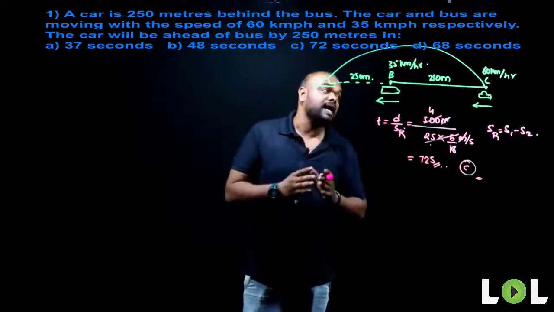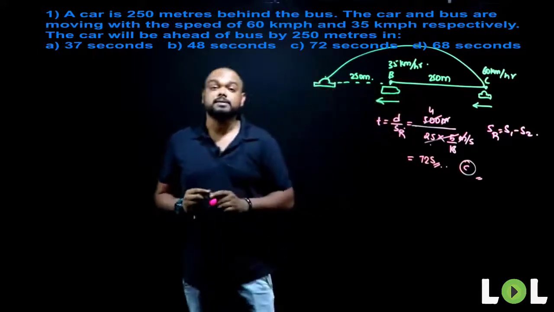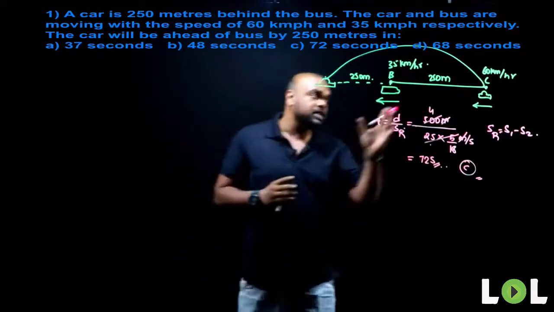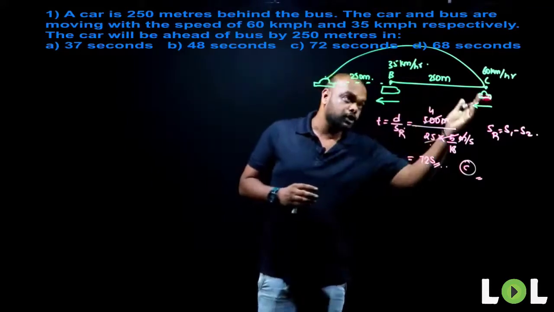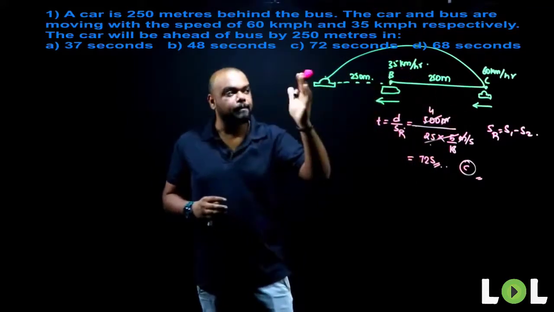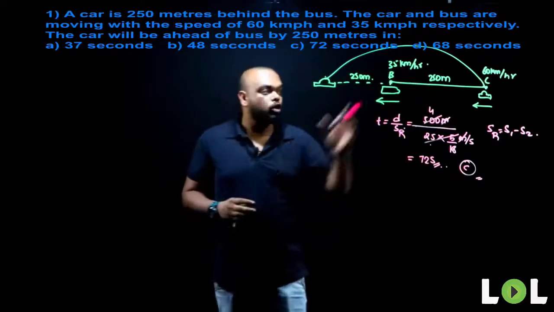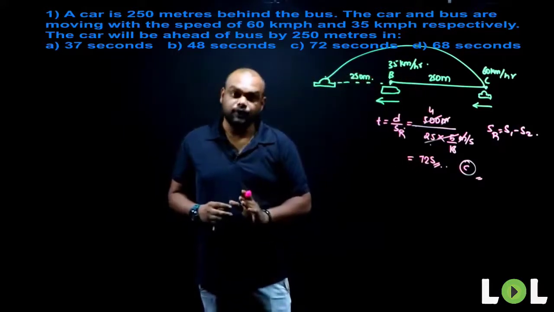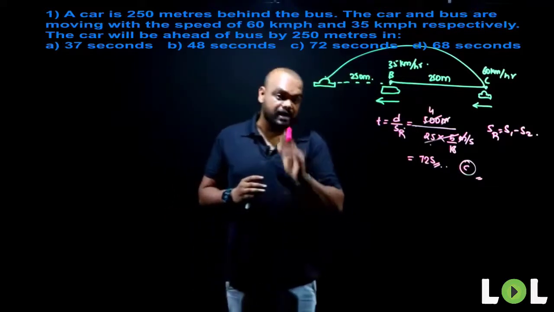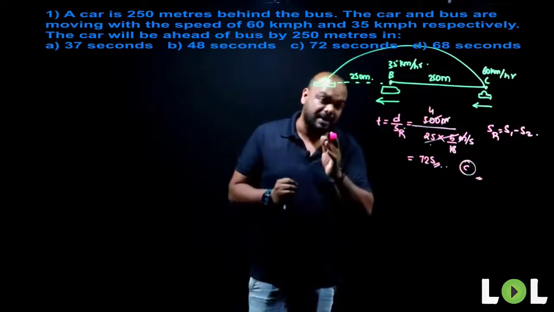In how much time will the car be ahead of the bus? By 250 meters. Originally, the car is 250 meters behind the bus. Now it should cross the bus and go another extra 250 meters ahead. So the total distance is 500 meters. We need the time. How do we calculate time?